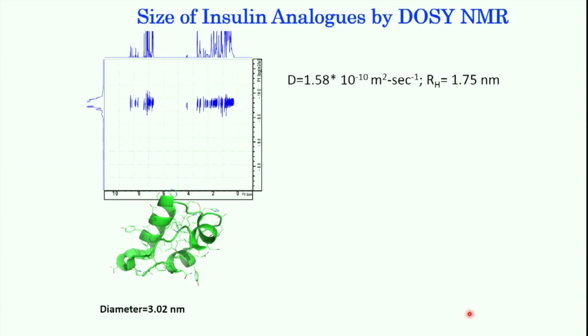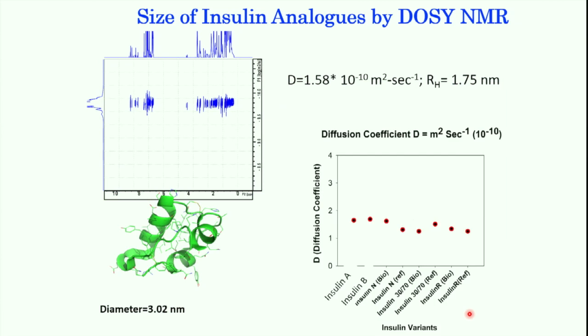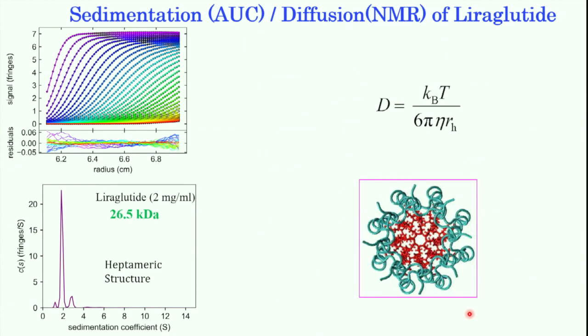So we recorded on an insulin analog, and we found D coming to be 1.58 times 10 to the power minus 10 meter square per second, which translates to 1.75 nanometer of hydrodynamic radius. And if we compare with the diameter, one can see it's about 3, so we are getting a very high correlation. So we used this NMR technique to record the diffusion coefficient of various insulin analogs, and all of them were coming more or less the same, in the range between 1.5 and 1.6 or so.